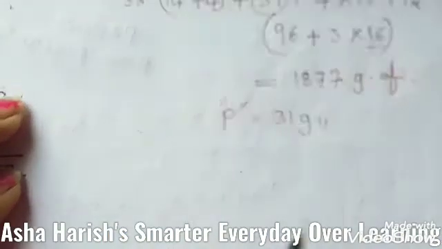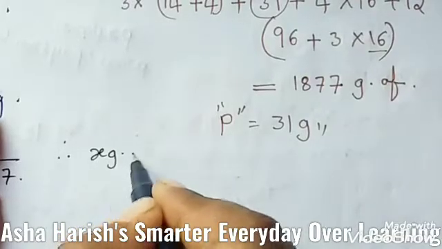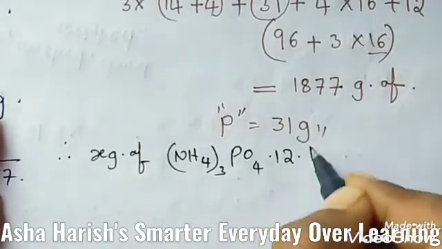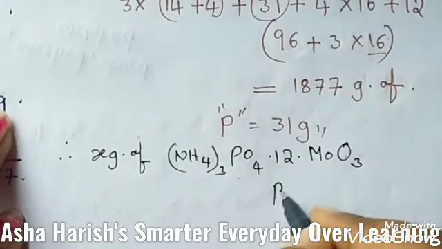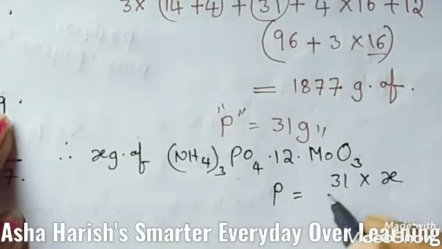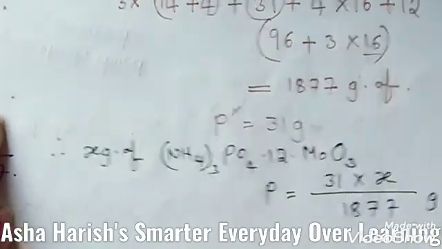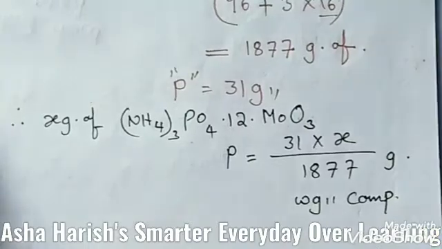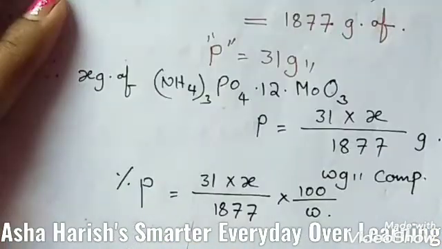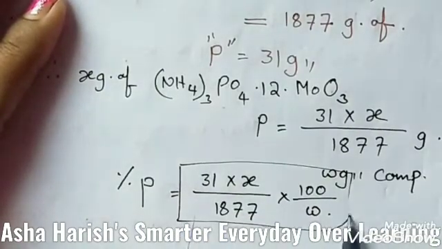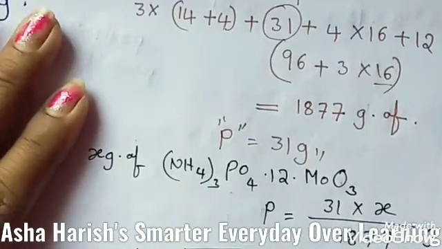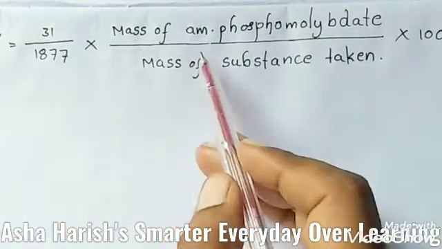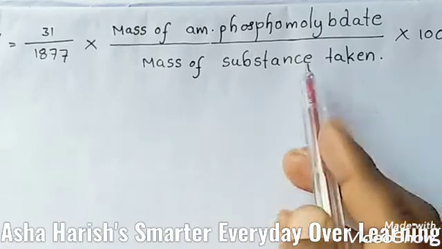Therefore, X grams of this ammonium phosphomolybdate will contain phosphorus calculated by 31 into X by 1877 grams. This is the mass of phosphorus present in W grams of the compound. Now the percentage of phosphorus can be calculated by the formula 31 into X by 1877 into 100 by W. So the percentage of phosphorus is 31 by 1877 into the mass of ammonium phosphomolybdate by the mass of the substance we have taken, into 100.